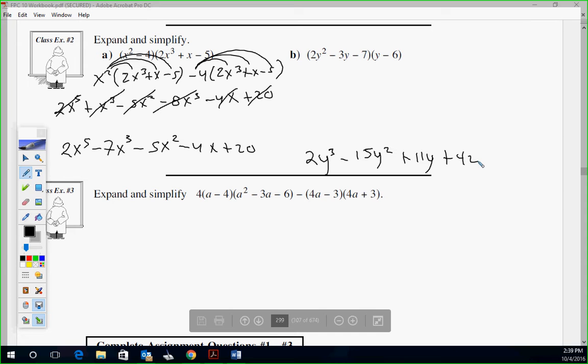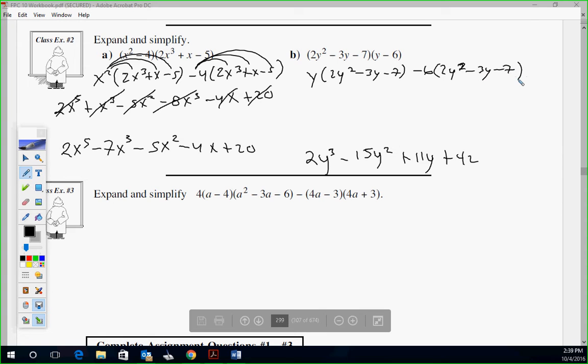Nobody else got 11y? Okay, let's work through it here. Since this is easier, I'd probably use my distributive property. So you get y times 2y squared minus 3y minus 7, and you get negative 6 times 2y squared minus 3y minus 7.